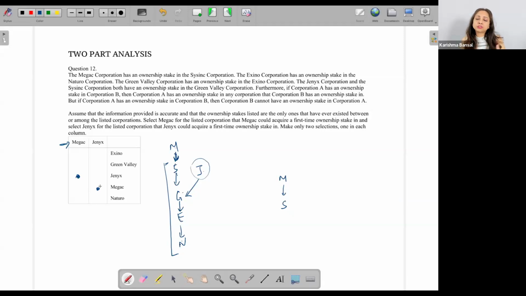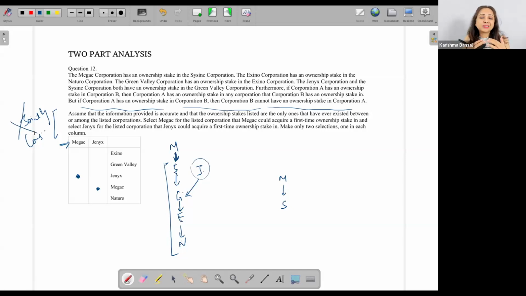Now, the point of confusion, a common error, or a trap, or whatever you may call it, which happens quite often over here, is that people feel that, okay, I have been given in the question that if Corporation A has an ownership stake, then Corporation B cannot have an ownership stake in A, right? So they say, how come for Megac we can select Genix and for Genix we can select Megac? This is a conflict, right? Here I'm saying that A can take an ownership in B and B can take an ownership in A, and that doesn't work. So guys, this question is not demanding that the options be jointly consistent. Read carefully. Joint consistency is not required over here.